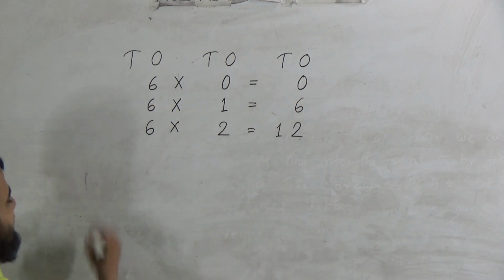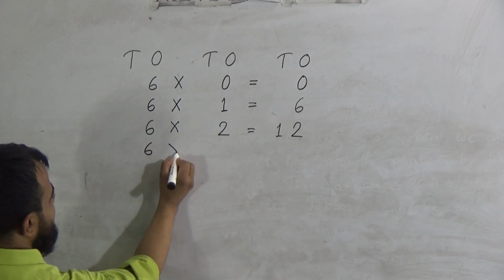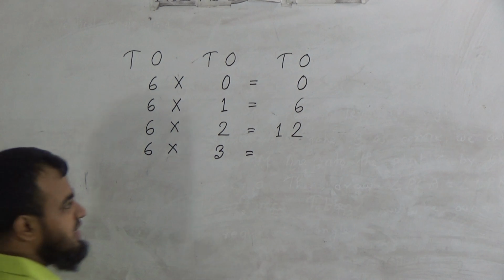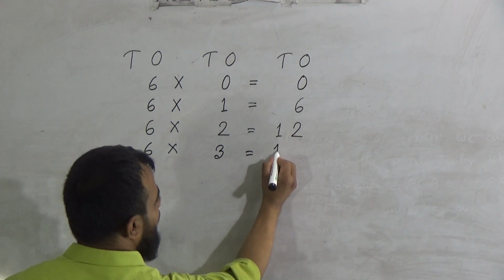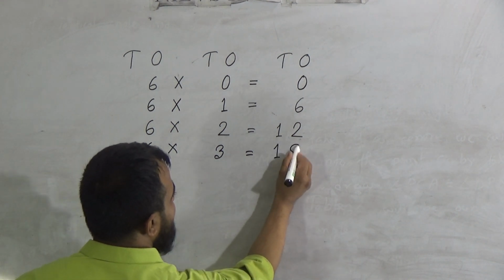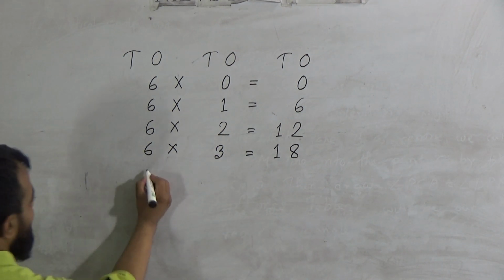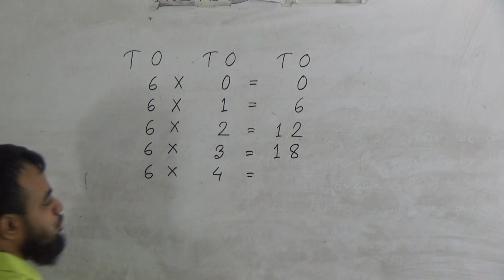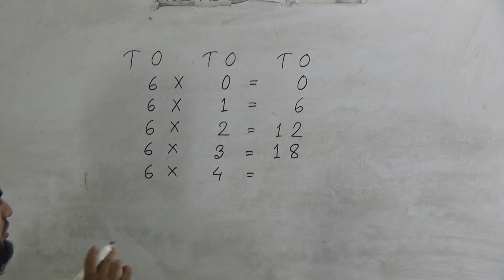After that, 6 threes are how much? 6 threes are 18. 18 is a 2-digit number again, and we should use 1 in the tens place and 8 in the ones place. And now 6 fours are how much? 6 multiply 4. 6 fours are 24. 6 fours are, my dear students, 24.